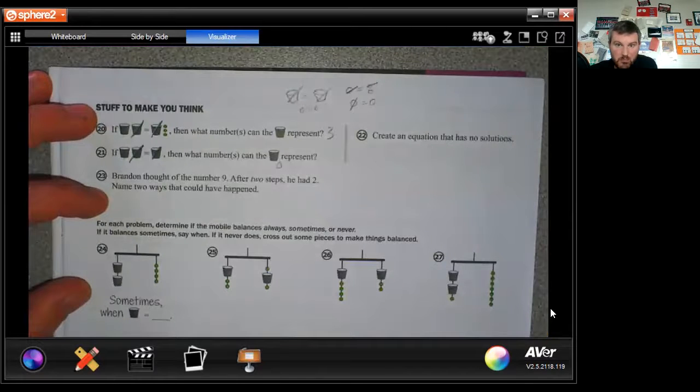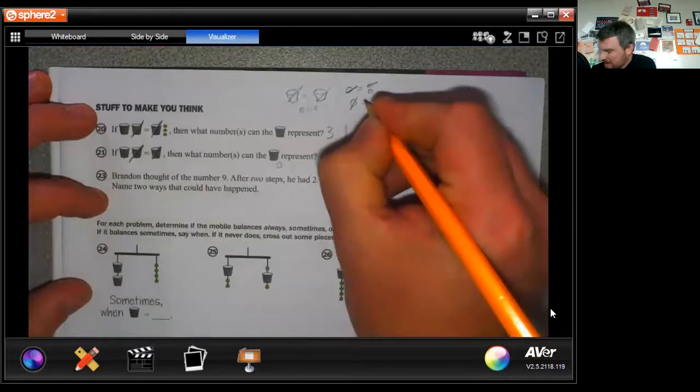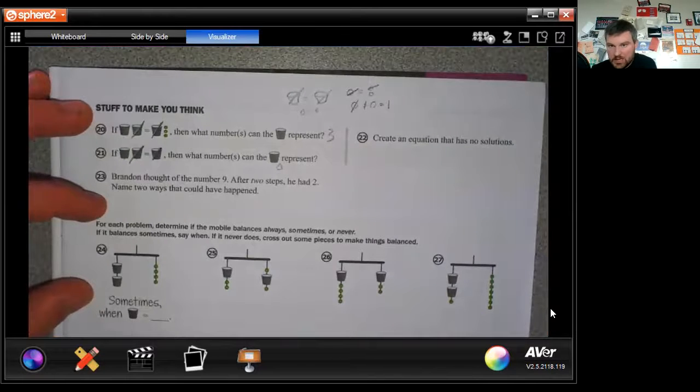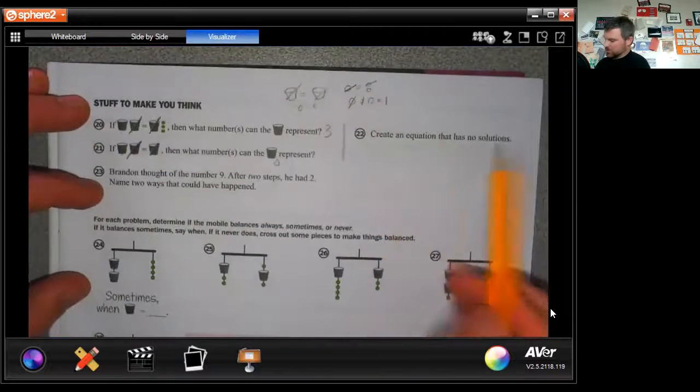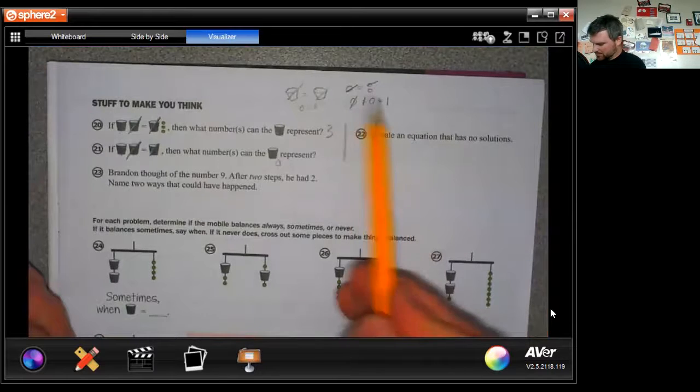Okay, a marble equals 1. It does not equal 0. So if you have a marble equals a side with 0 on it, that's a problem. Okay, and that's kind of what you're asking here on number 22, is create one that has no solution. You're going to use that fact right there.